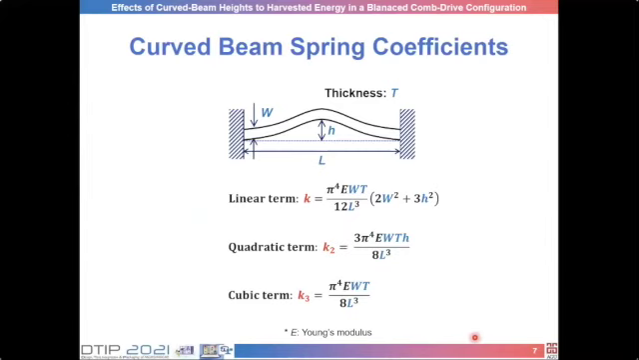Let me talk more details about the spring coefficients. Apparently, the spring coefficients are the function of the spring dimensions and the material property. What is interesting here is about this beam height. And as you can see, the beam height appears in the linear term and the quadratic term. This is a reason why the straight beam also has a cubic term nonlinearity, because it does not include h.